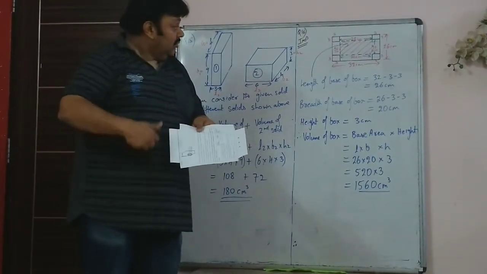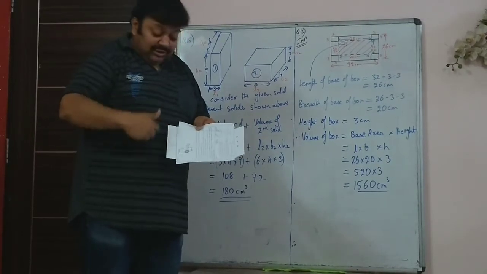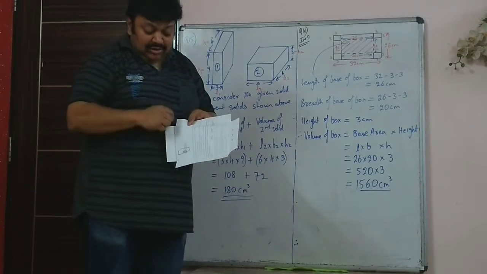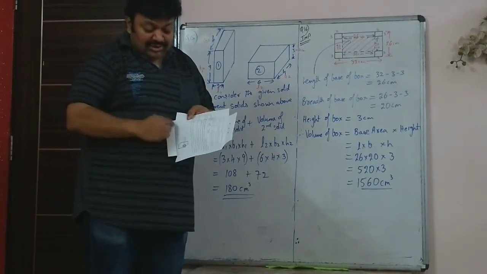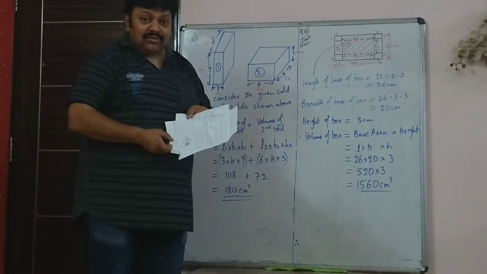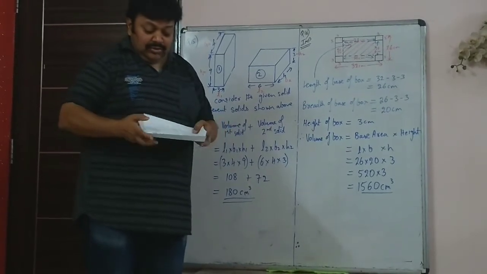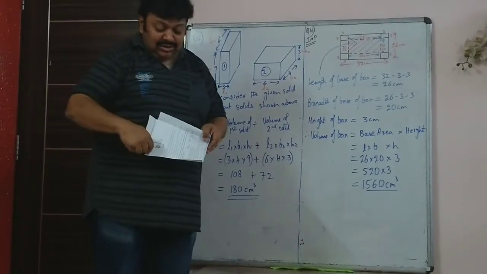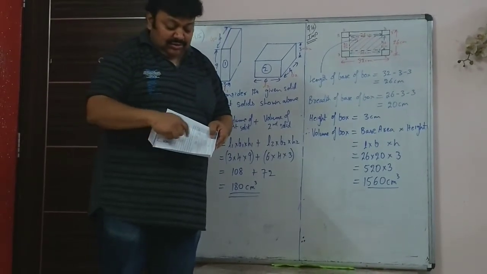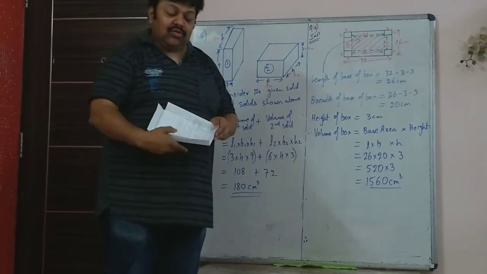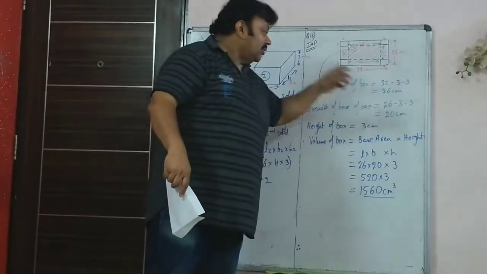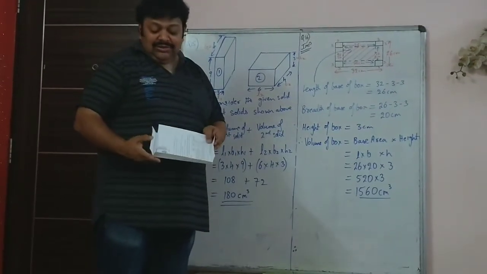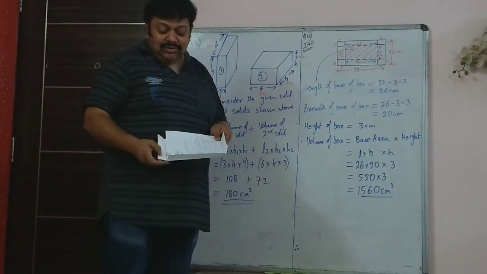Same way from this, which is actually 26, this breadth is 26. 3 has gone here and 3 has gone here. So the base of the box is 26 minus 6, that is 20. So you have this box made where the length of the base is 26 and the breadth of the base is 20. So 26 and 20 are the length and breadth of the base of the box. And how much is the height of the box? It is this 3 centimeter.